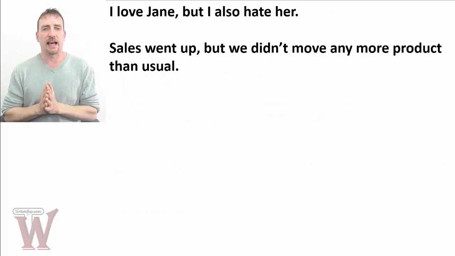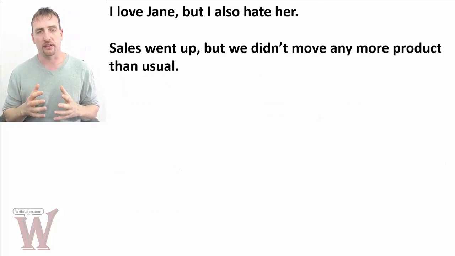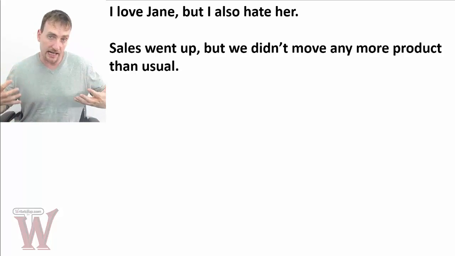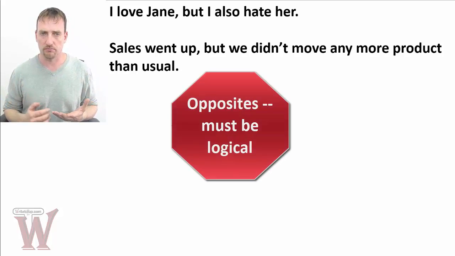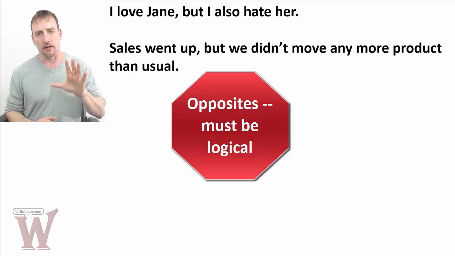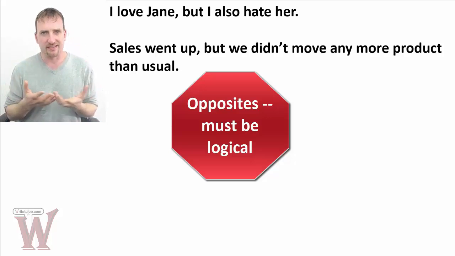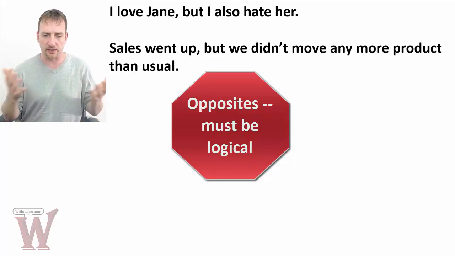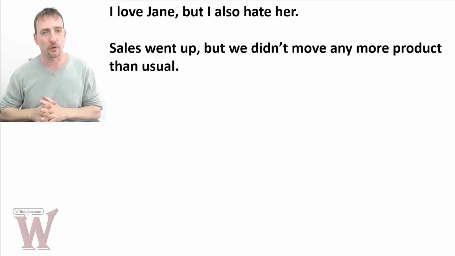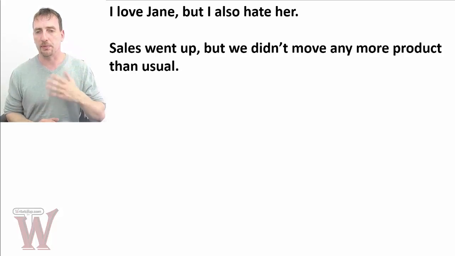Now, another last thing I want to mention, it's very important that when you're showing a contrast, and it is an actual opposite, because you can't show opposites, contradictions, make sure that they are logical, okay? So here's an example. I love Jane, but I also hate her. Now, in terms of grammar, this doesn't make sense. But in terms of human beings, yeah, it makes complete sense. You can love and hate somebody. So that's okay.